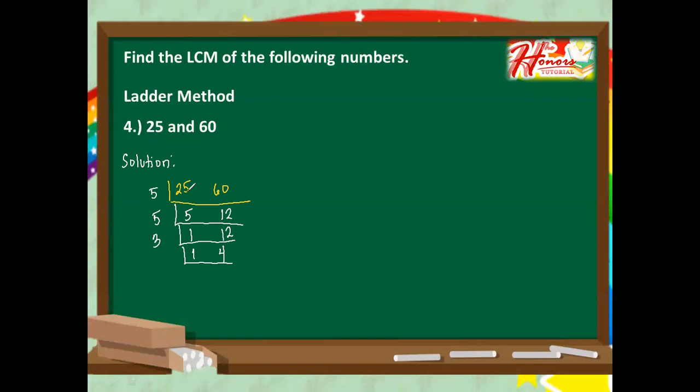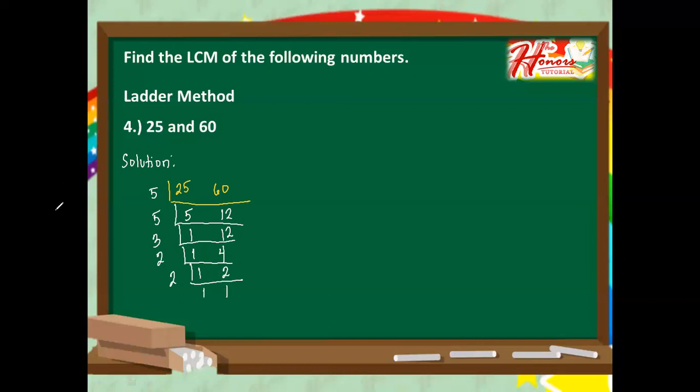Now, think of a prime number that can divide 4, and that is 2. Bring down 1 since it is already 1. 4 divided by 2, that's 2. Now, think of a prime number that can divide 2, and that's 2. So bring down 1 since it is 1. 2 divided by 2 is 1.